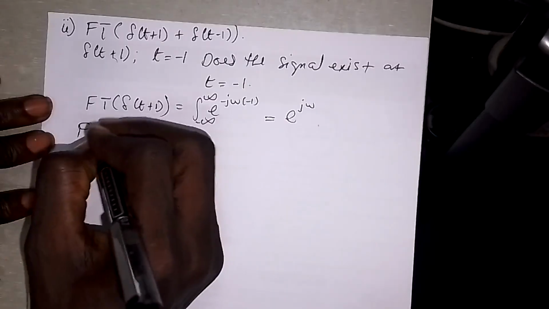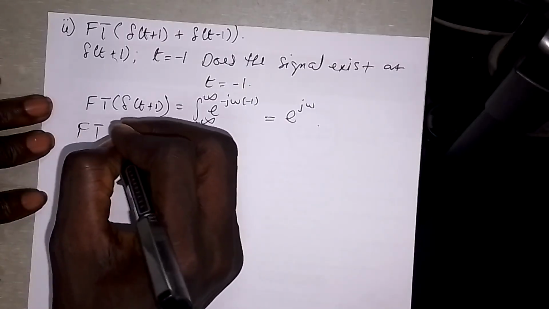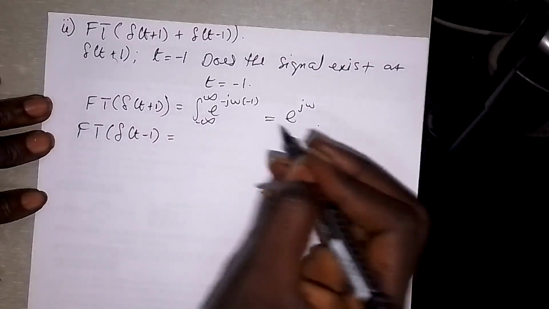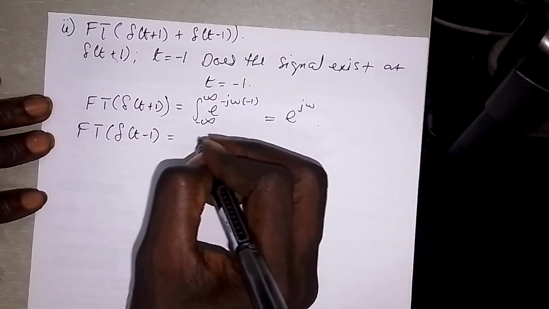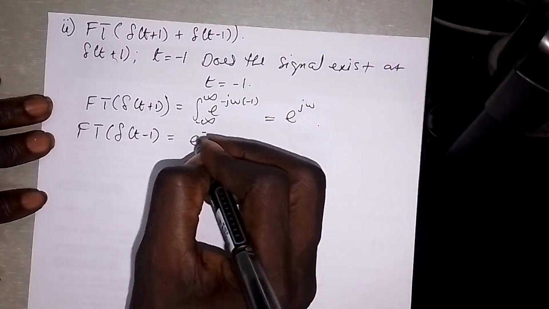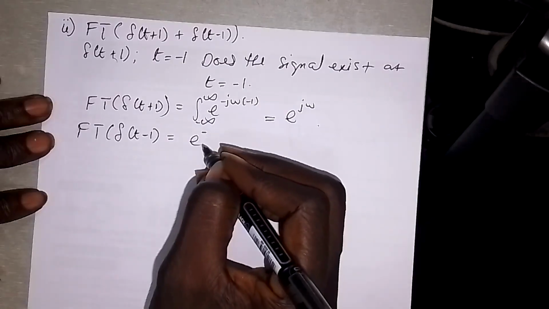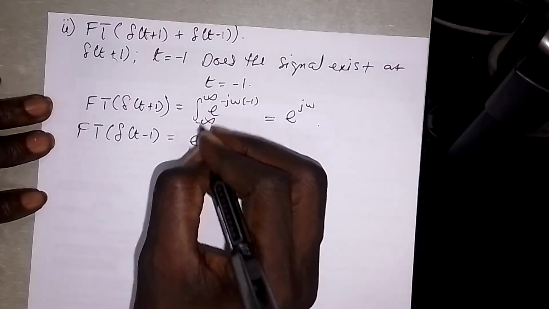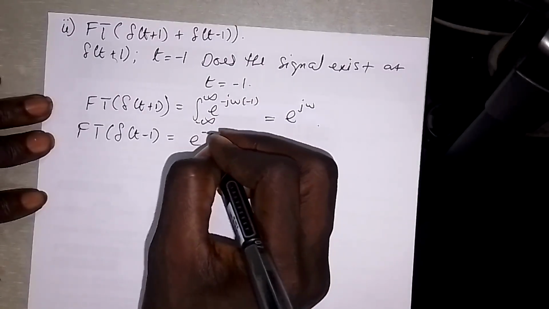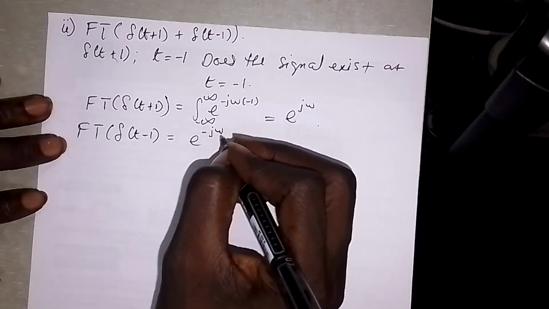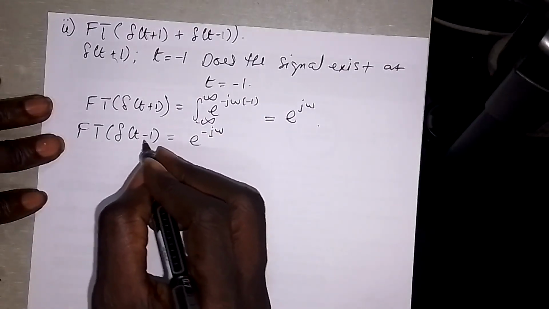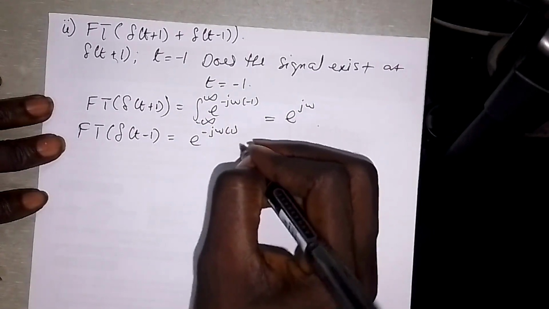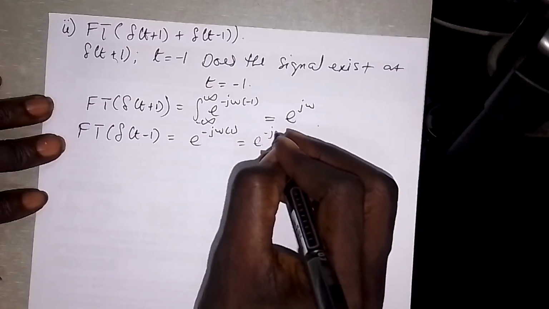If you take the Fourier transform for delta of t minus 1, it's just similar. The integration doesn't come into play here because it's an impulse signal. It occurs at a specific point, not at an interval for us to integrate. So we have e^(-jω), and here t is 1, meaning it occurs at t equals 1. So I'll put 1 here, which will give me e^(-jω).